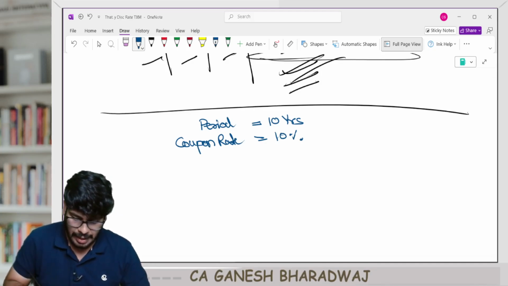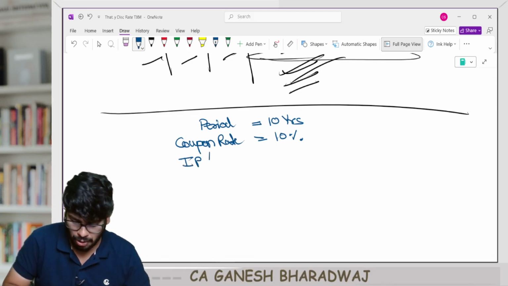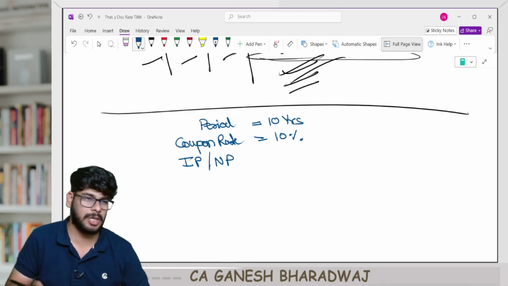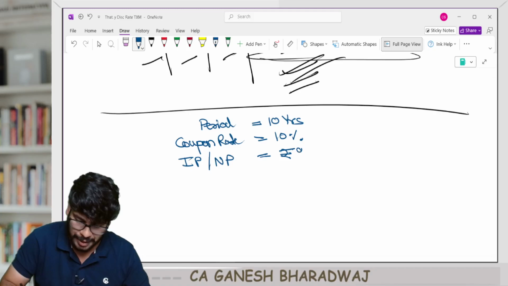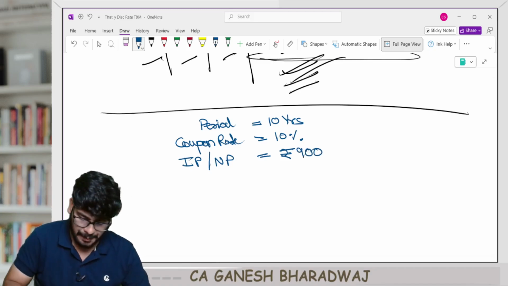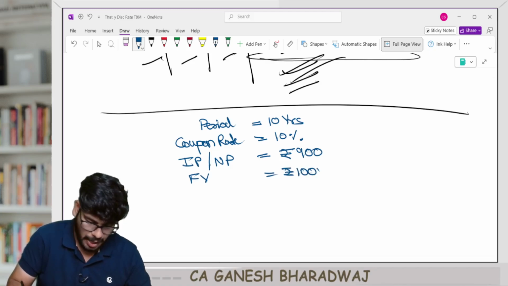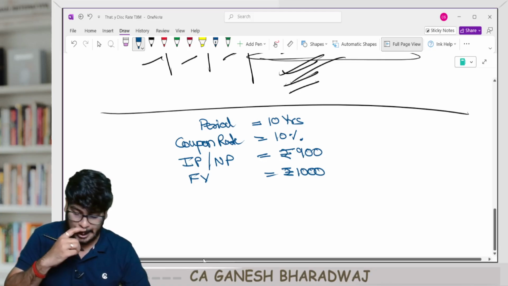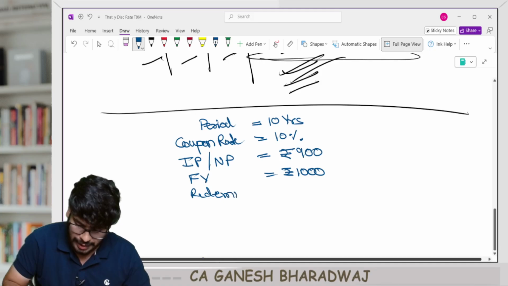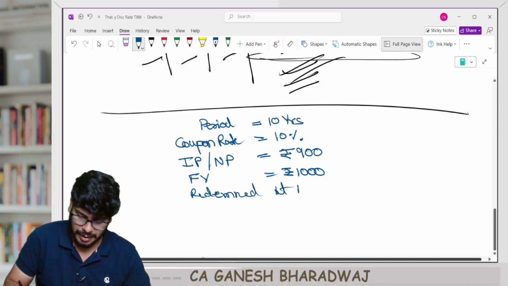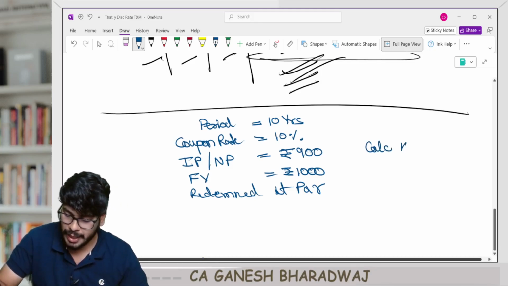And let us assume that the issue price, in this case, I'm also calling it the net proceeds. Assume no flotation cost and all. Issue price is, let us say, rupees 900. The face value of the debenture is going to be rupees 1000. And I am saying that this is redeemable at par. Redeemed at par. This is the scenario that I am giving. I am asking you to calculate KD.